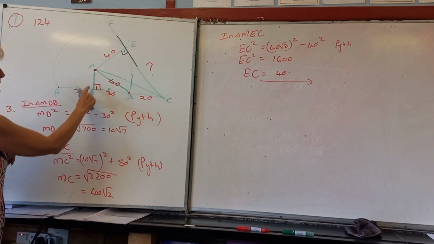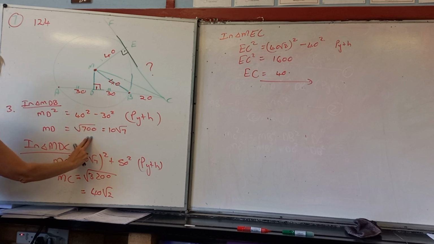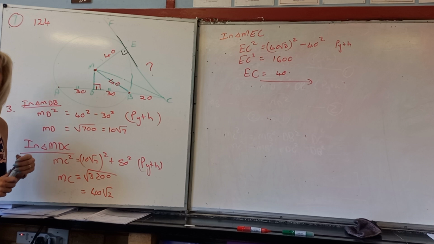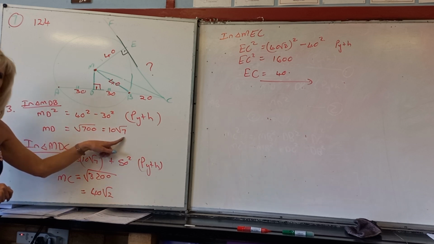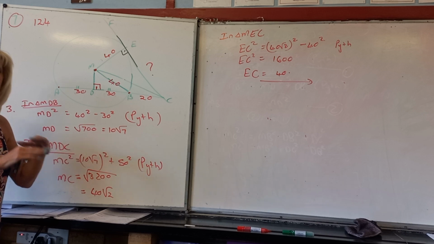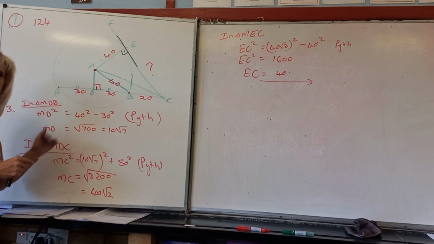So finding MD, it's 40 squared minus 30 squared, which gives me root 700, which is 10 root 7. Can you put it into decimals? Yes, but why would you? This is more accurate than a rounded-off decimal, which is not so accurate. So if you have a choice, don't take it to decimals, especially if there's some more stuff to come.